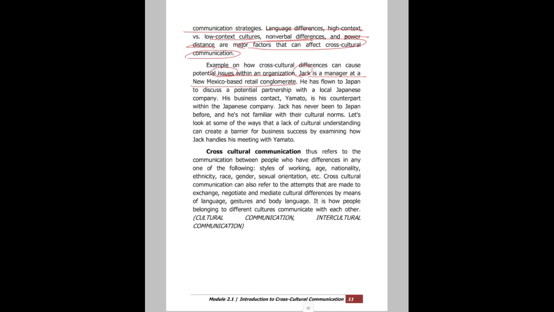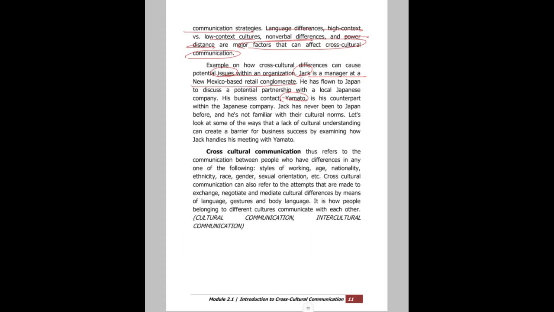So in this case, si Jack ay isang manager ng isang malaking kumpanya. And now, kailangan niyang pumunta ng Japan to discuss about their partnership with a Japanese company. And then meron siyang kakilala doon which is si Yamato. So sa tingin ninyo, pagpunta ni Jack sa Japan, dahil first timer lang siya doon, ano-ano yung mga magiging issue, ano-ano yung mga possible barriers or problem na ma-encounter ni Jack sa pagpunta niya ng Japan? As you are watching this lesson video, kindly think of it.